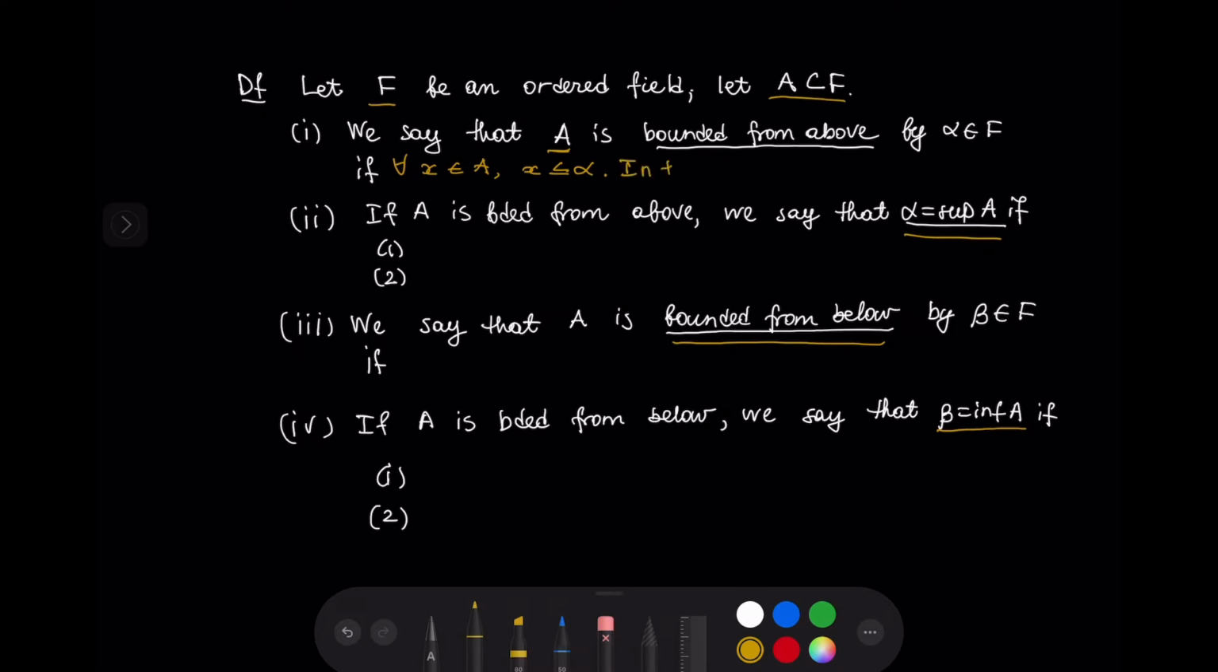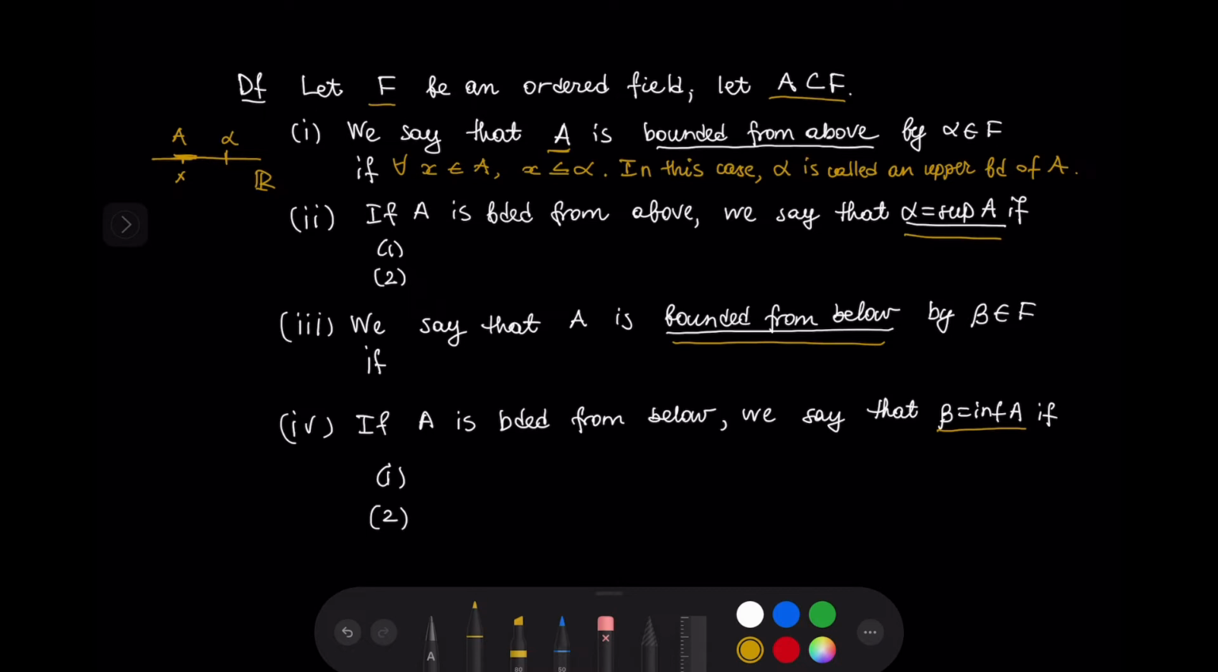So in this case, alpha is called an upper bound of A. And just to illustrate how it looks in the case of real numbers, if this is a real line R, and if this is a set A, then alpha is going to be some number such that it's to the right of the set A. So if I take an element x in A, x is going to be to the left of alpha.